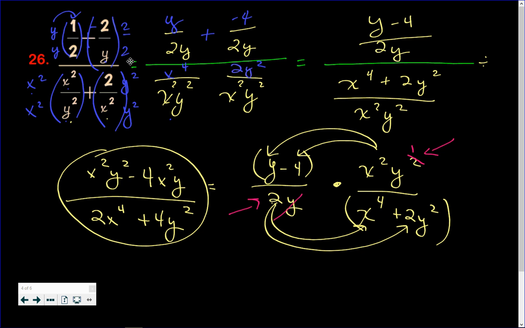Now, can you cancel any x's or y's right here? The answer is no, right? Because they're bound together by plus or minus signs, right? If they were by themselves, then yes, I could. Okay, but since these two are bound together, those two are bound together, I can't cancel anything else out.